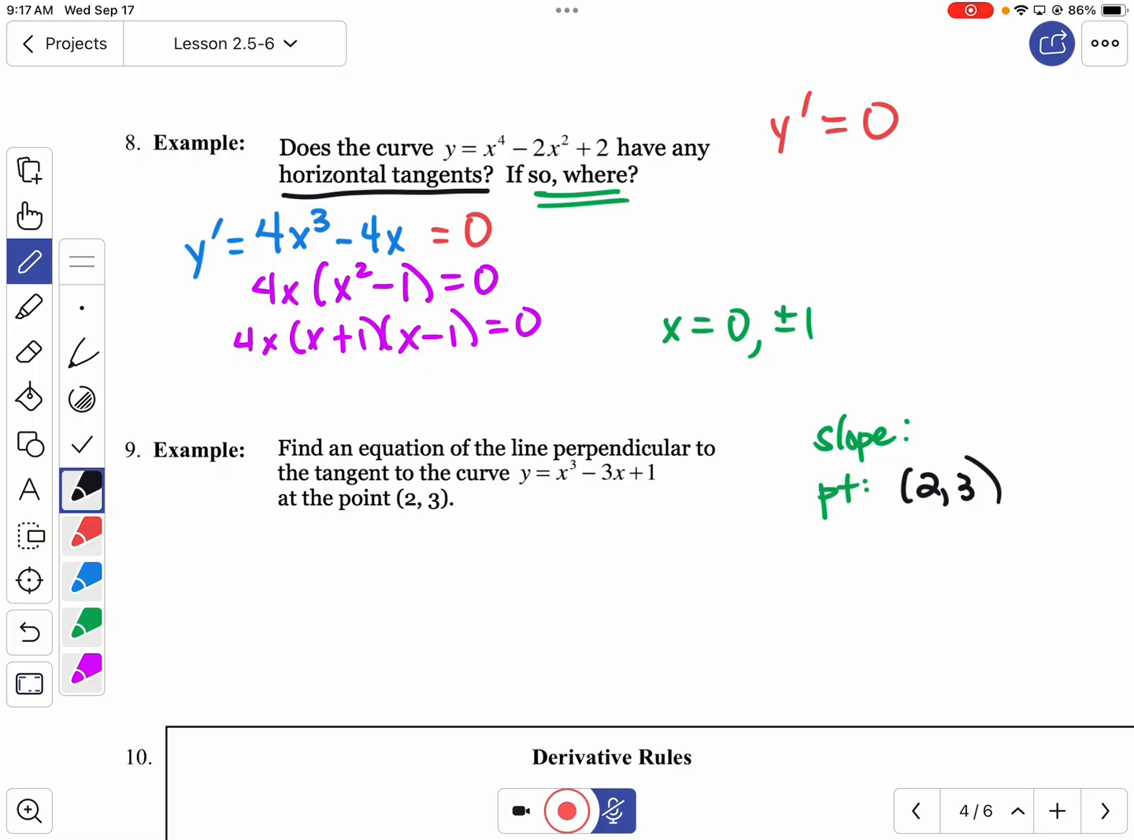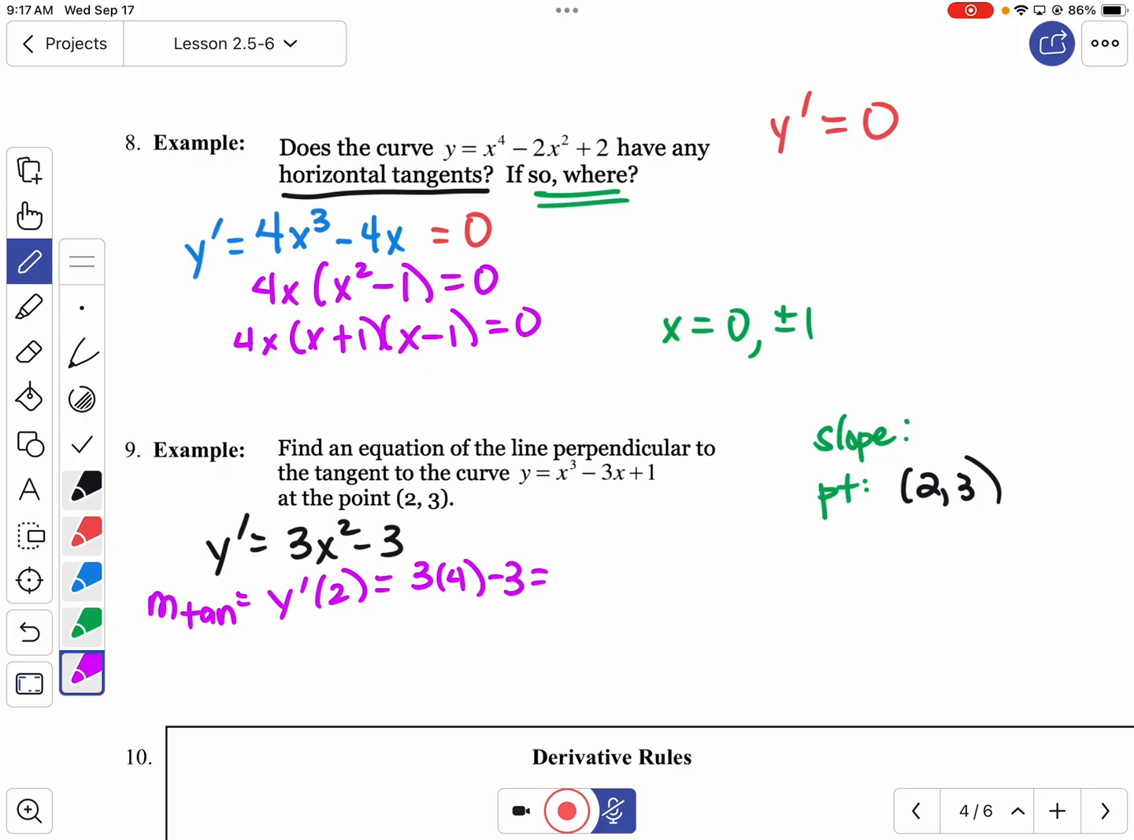Find the derivative first. So y prime, 3x squared minus 3. So the slope of the original tangent will be y prime evaluated at 2. 3 times 4 minus 3, or 8. What would be the perpendicular slope? Negative 1/8.